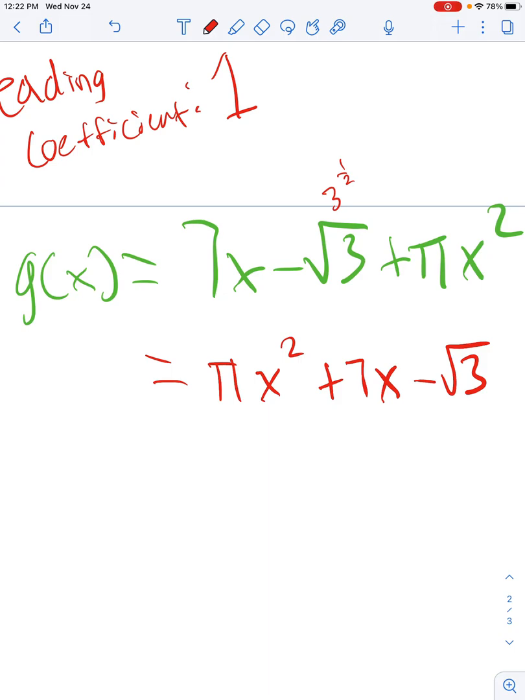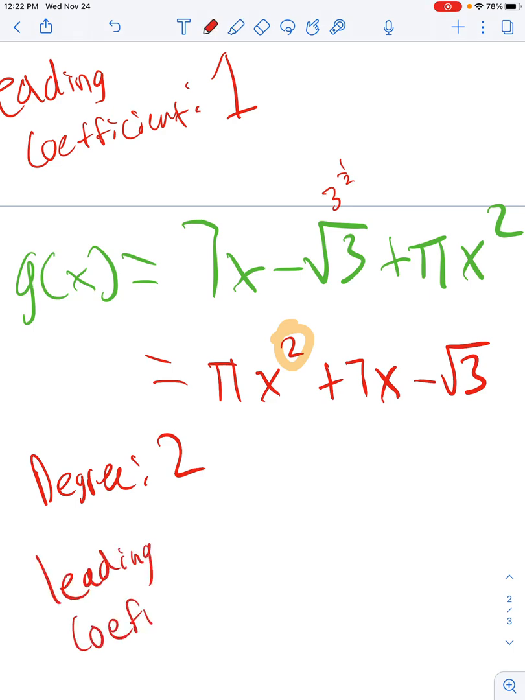Yes, it's never going to end, but because it doesn't have an exponent, we can say that. My degree is going to be 2, because that's my highest degree right here. My leading coefficient in this case is pi. So the number out front next to my x squared is pi.